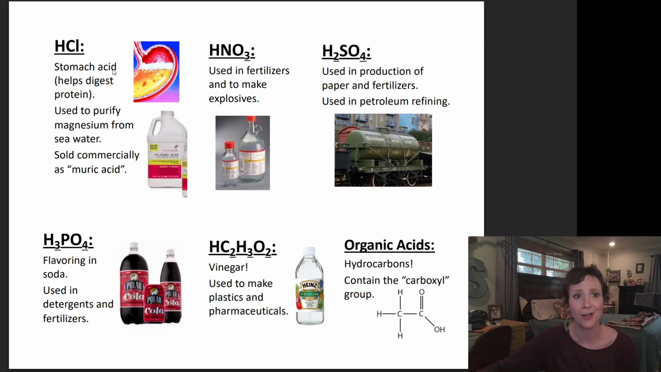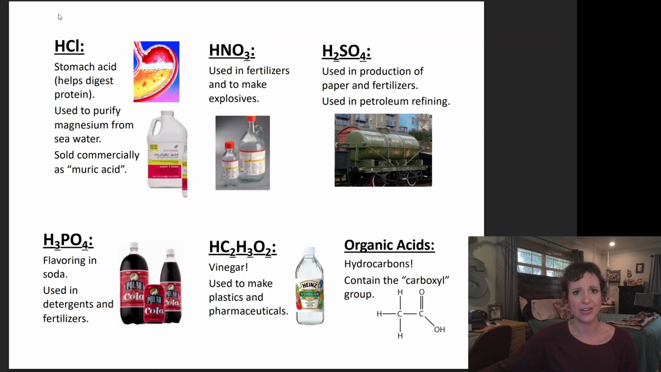So hydrochloric acid, y'all, that's our stomach acid, okay? It digests protein. It's used for fun things like purifying magnesium from seawater. It's sold commercially as muriatic acid. Here we have nitric acid. It's used in fertilizers and to make explosives, which is really cool. Now we have sulfuric acid used in the production of paper and fertilizers. It's also used in petroleum refining.